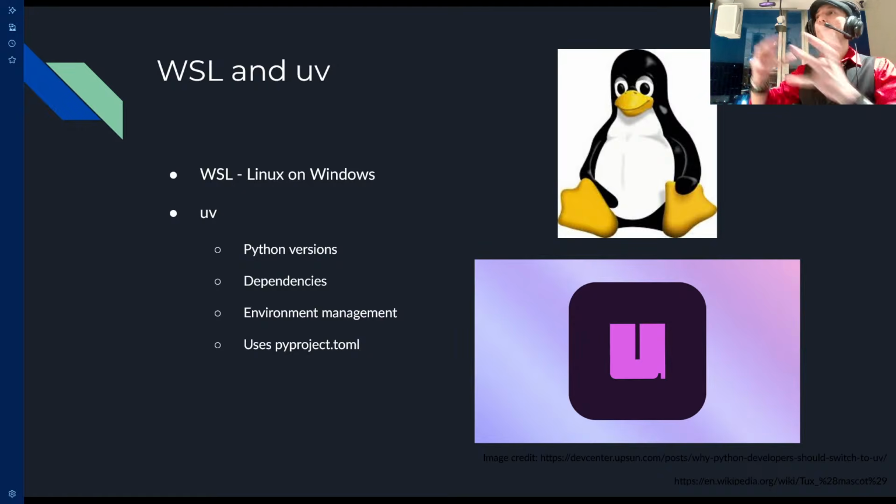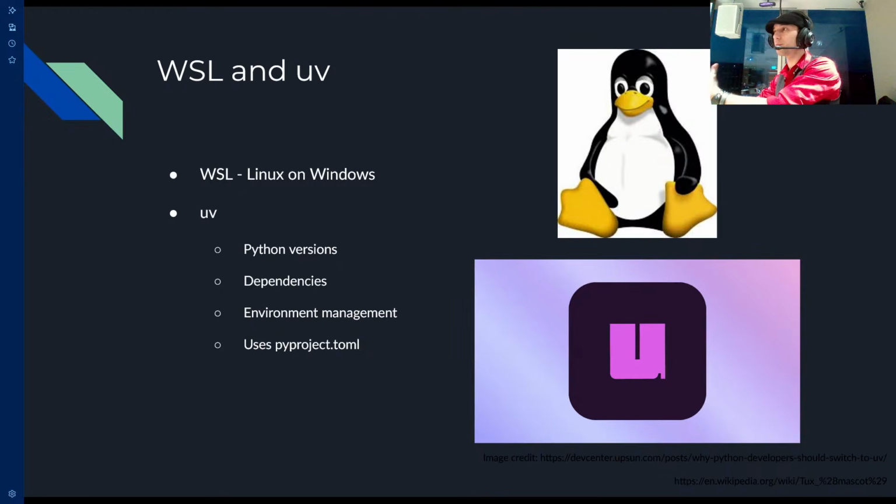But because Mac is similar enough to Linux, they get the usability, plus having a similar to production environment. But Windows has diverged a lot. So by setting up WSL, Windows Subsystem for Linux, you're basically installing a Linux computer inside your computer. And then you can just do everything in Linux. So that's what we're going to do today.